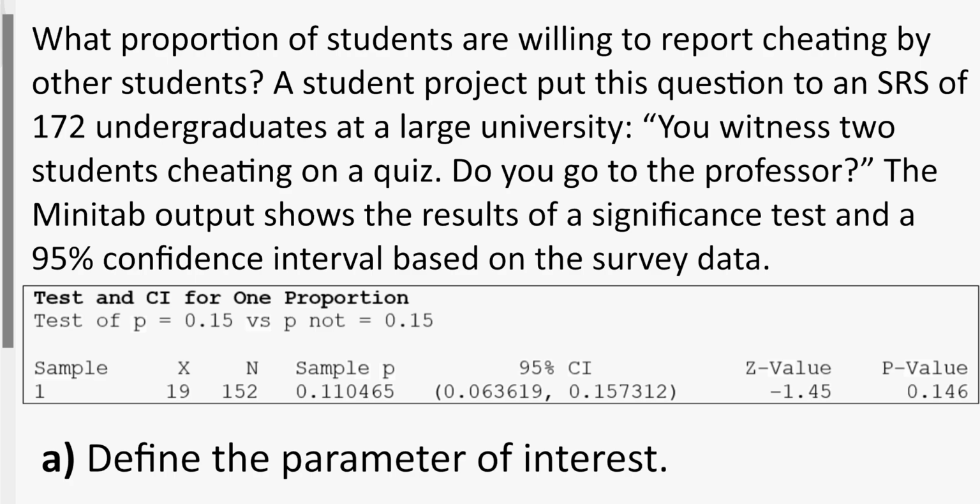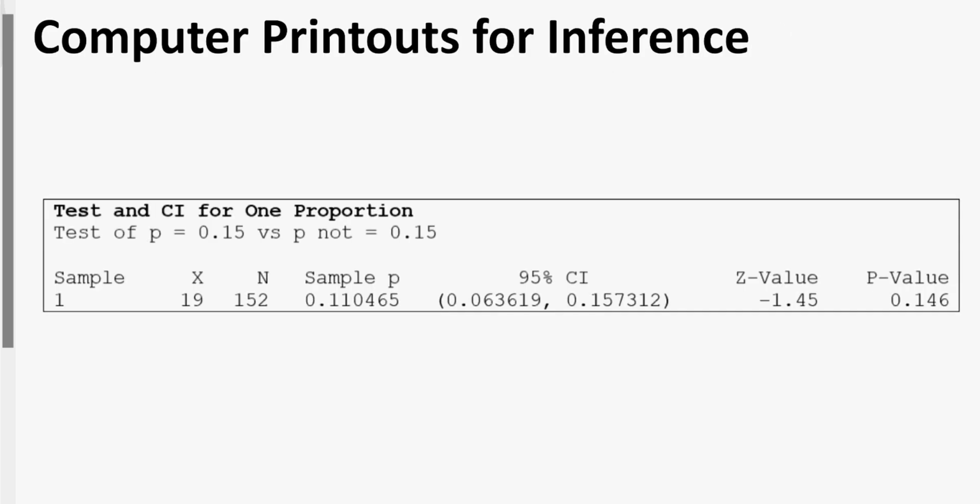Right? So if you look at this, the title does say test and confidence interval for one proportion. That tells us we're doing a 1 proportion z interval or a 1 proportion z test. That name is right there. Maybe I'll show that here. So that's right there. That's whatever the procedures that we're doing.